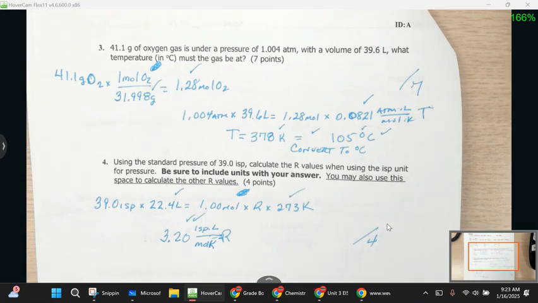Now we can put it into PV equals nRT. Pressure, volume, moles of gas, our R value, 0.0821. Solve for temperature. Temperature is 378 Kelvin. Subtract 273 from that, ladies and gentlemen. That means your gas is at 105 degrees Celsius, 3 sig figs there. Questions?